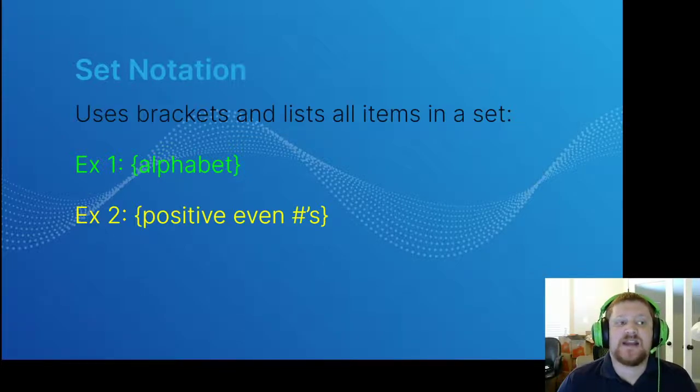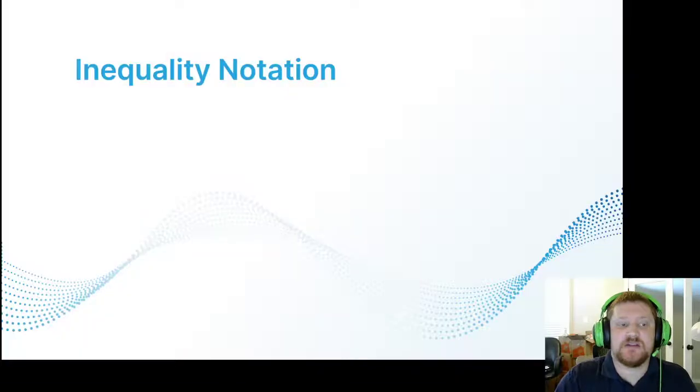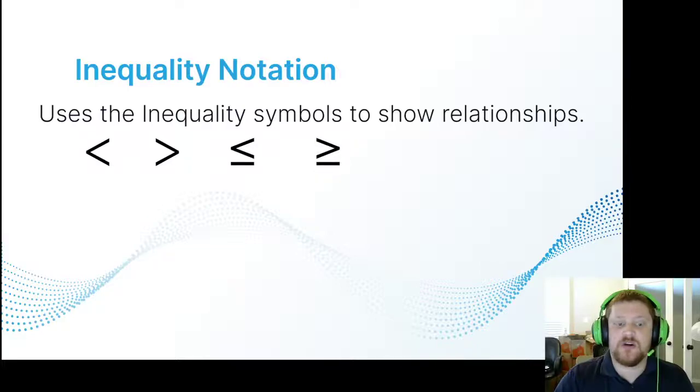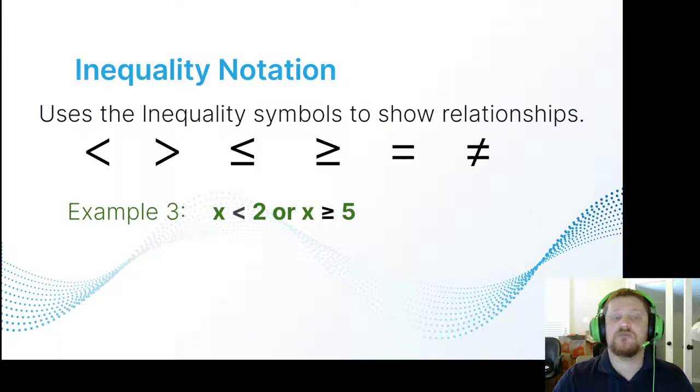Let's take a look at the next type though, inequalities. So inequality notation uses our inequality symbols to show relationships. Less than, greater than, less than or equal to, greater than or equal to, and then finally not equal to. So if you wanted all the numbers that are less than 2 or greater than or equal to 5, that's what you would write. X is less than 2 or X is greater than or equal to 5.